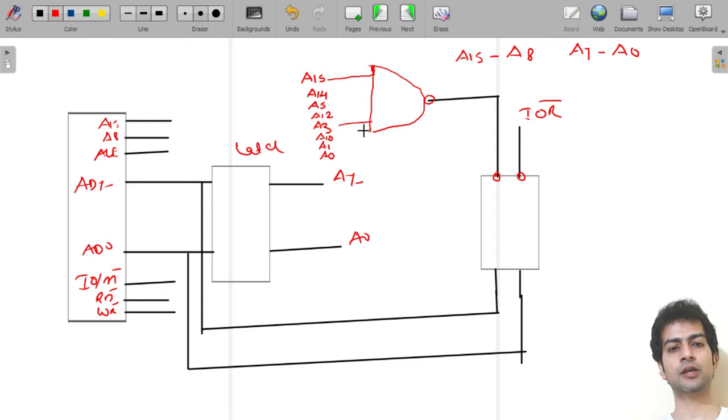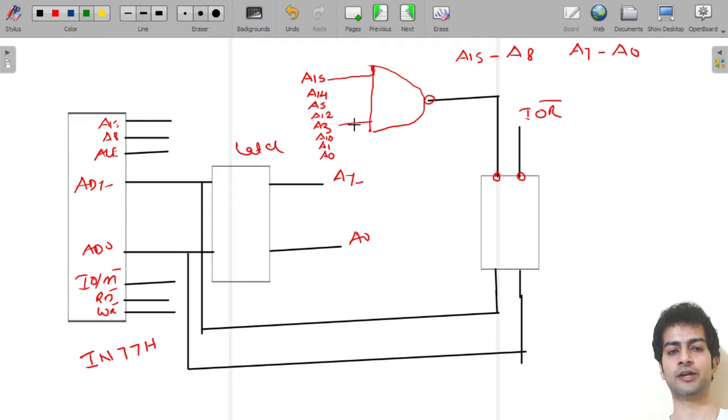Now, if the microprocessor wants to perform an input read operation, and you are given the same instruction, IN 77H, that is, the microprocessor wants to communicate with an input device and read data which is at memory location 77H of input. So if we give these inputs at the input of the NAND gate, will it work?